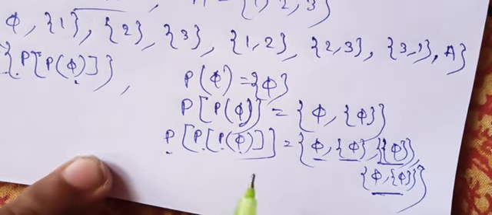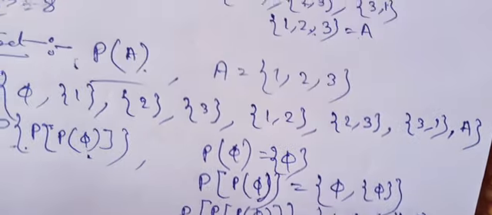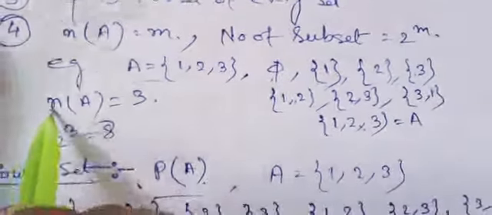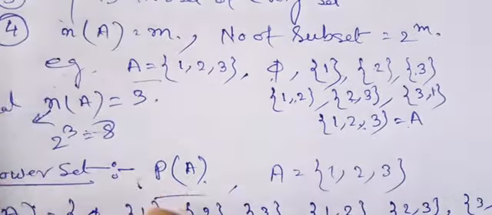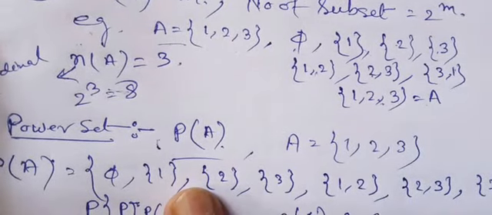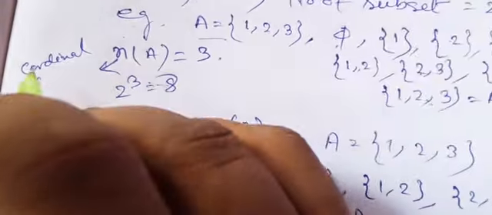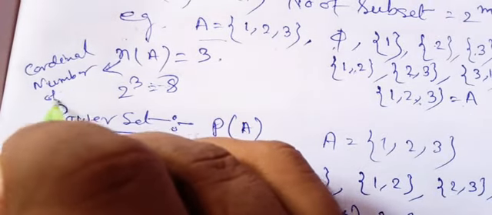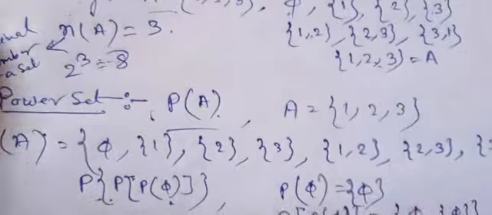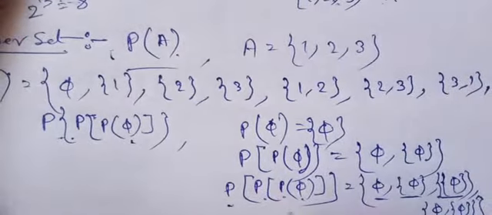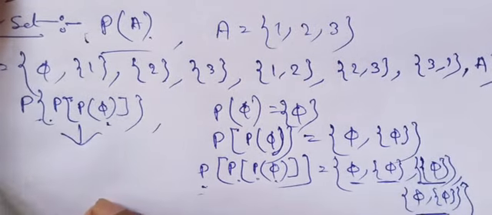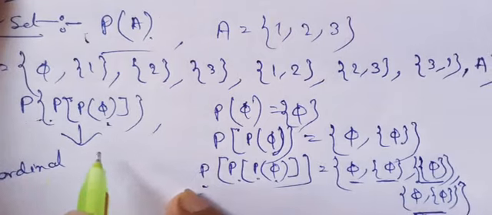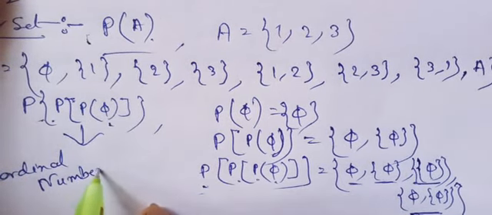So this is called the cardinal number. This is called the cardinal number of a set. So here the cardinal number of this is 4. Okay.